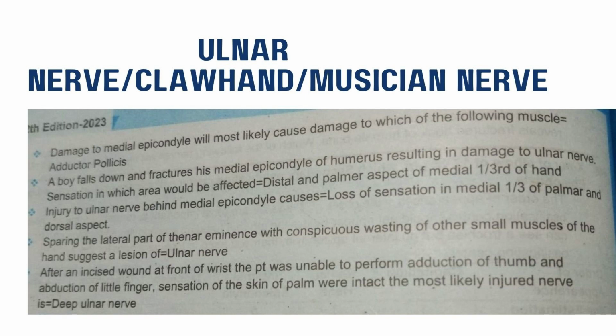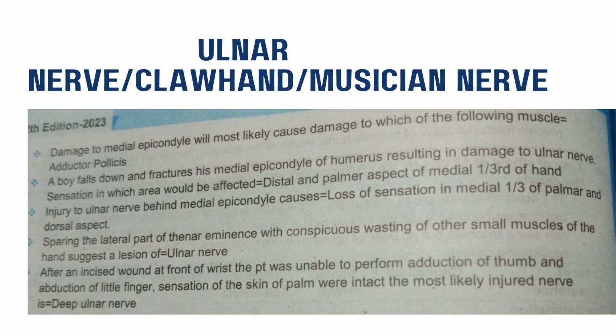Damage to the medial epicondyle will most likely cause damage to which of the following muscles? That is the adductor pollicis muscle, because the medial epicondyle is related to the ulnar nerve, and the ulnar nerve is responsible for the supply of the adductor pollicis muscle. A boy falls down and fractures his medial epicondyle of the humerus, and that results in damage to the ulnar nerve. Sensation in which area would be affected? That is the distal and palmar aspect of the medial one third of the hand. Injury to the ulnar nerve behind the medial epicondyle causes a loss of sensation in the medial one third of the palmar and dorsal aspect. Sparing the lateral part of the thenar, with conspicuous wasting of other small muscles of the hand, suggests a lesion of the ulnar nerve.